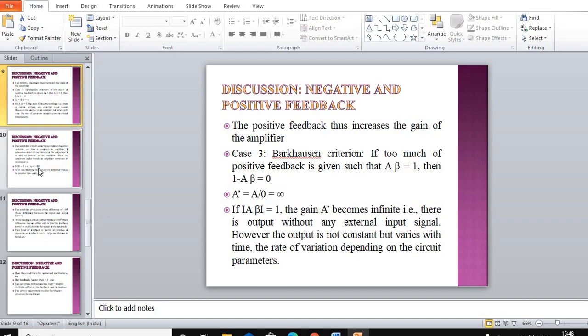Case 3. Barkhausen criterion. If too much of the positive feedback is given such that A beta is equal to 1, then 1 minus A beta equal to 0. So A prime equal to A divided by 0, that is equal to infinity. If modulus of A beta is equal to 1, the gain A prime becomes infinite, that is, there is output without any external input signal. However, the output is not constant but varies with time, the rate of variation depending on the circuit parameters.